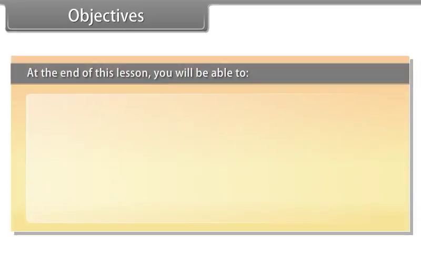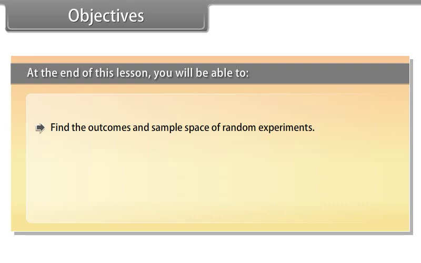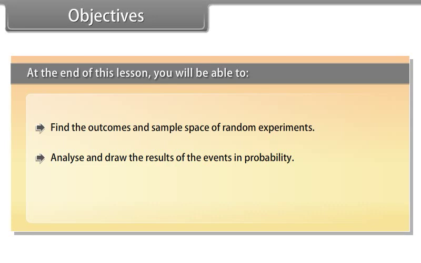Objectives. At the end of this lesson, you will be able to find the outcomes and sample space of random experiments. Analyze and draw the results of the events in probability. Find the probability of events.